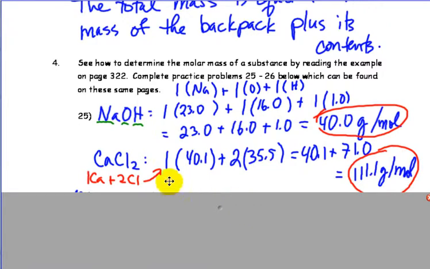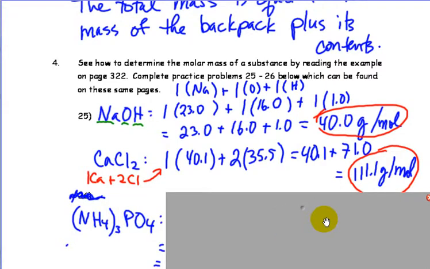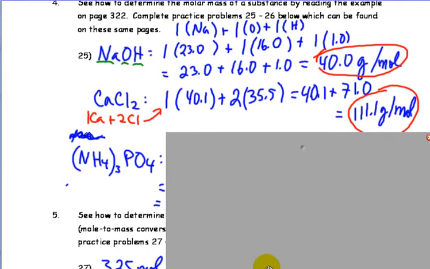Calcium chloride: if I'm looking for the molar mass of calcium chloride, I'm looking for what 1 mole would be. So you can see I have 1 mole of calcium, 2 moles of chloride. Then from the periodic table, there are their respective masses. So 40.1 plus 71.0, 111.1.